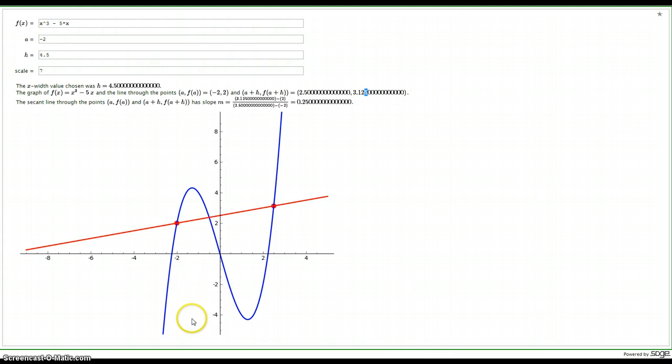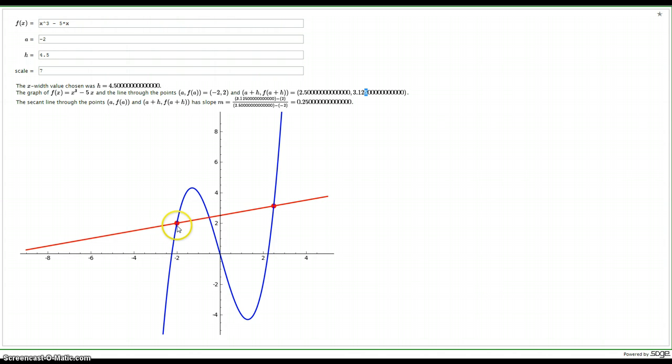Today what we're going to do is look at this function f of x is equal to x cubed minus 5x. And we have an a value of -2, an h value of 4.5 to start with, and a scale of 7. So what's going on here is you can change this function, the x cubed minus 5x, to anything else that you'd like. But let's go ahead and start with this. And let me explain just quickly what is going on.